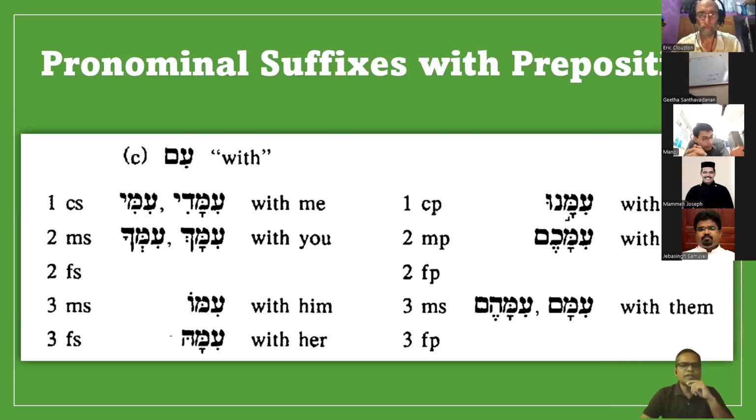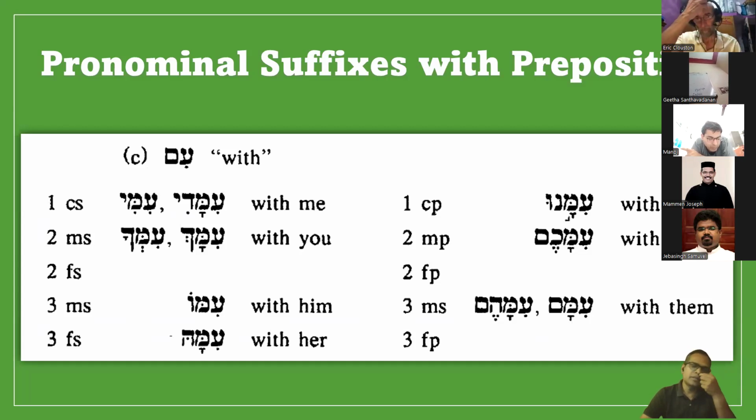Another preposition is "im", meaning with. Im is with, the preposition with. Now, when you add pronominal suffixes to "with", you also have to check how you are adding, because of the same consonants. You should not be confused. "Ami" is my people, "amekha" your people, and so on. Now, nouns with pronominal suffixes express possession.